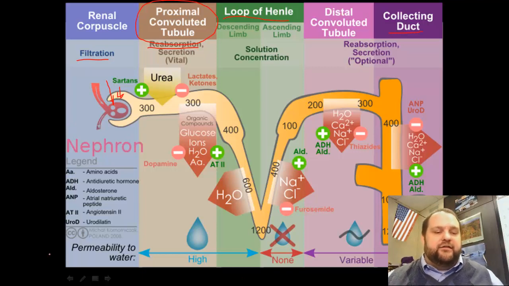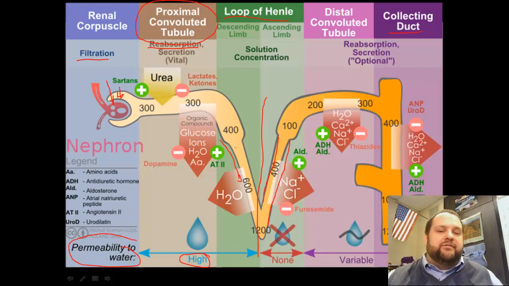And here's how it works. If you look down here, here's the important thing. Permeability to water. Up until about right here, the descending loop of Henle, because it goes down, it's descending. Up until about the ascending loop of Henle, there's a huge, high permeability to water, which means water can leave the cell walls really easily. But over here in the ascending loop of Henle, there is zero permeability to water. So water cannot move through these walls. Okay, so water cannot go through there.